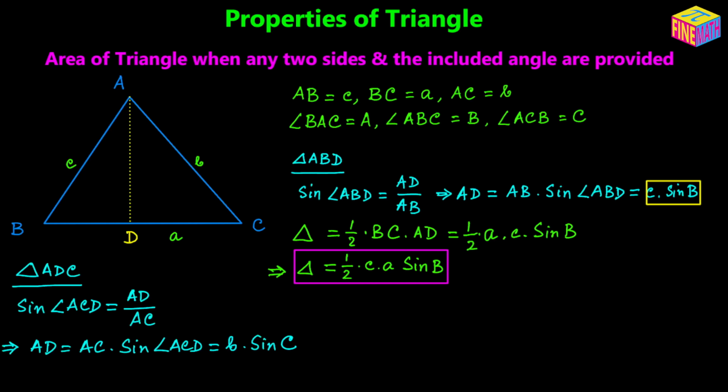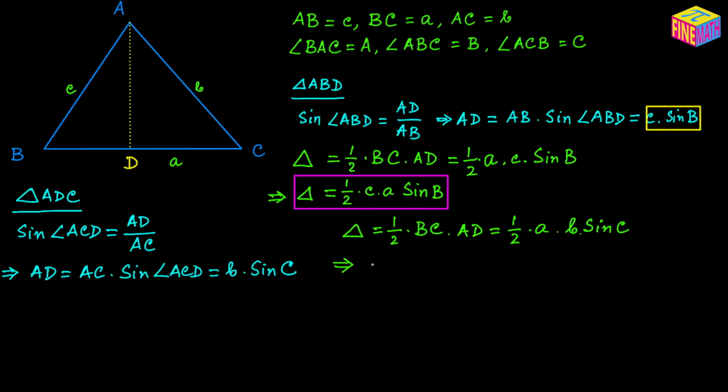So then if we go back to the area of triangle formula again, we know that the area is half times the base, again I am using BC as the base, and times the height, which is AD. Now let's use this new value of AD here. So this would be half times BC, which is the a side, and then AD can be written as b times sine of C. So from here we can say that the area of our original triangle can be written as half times a times b times sine of C. That's the second formula. Now we are going to derive the third formula.